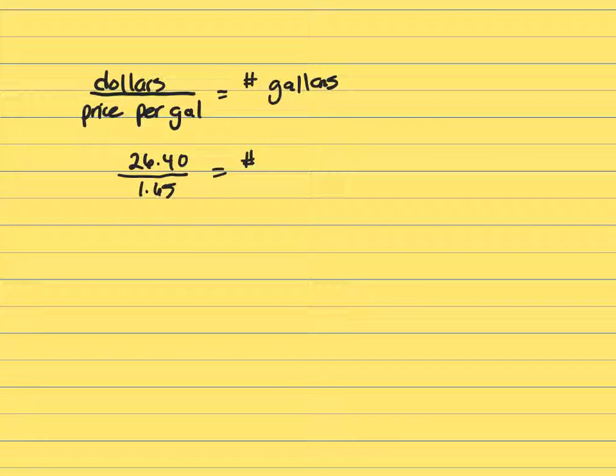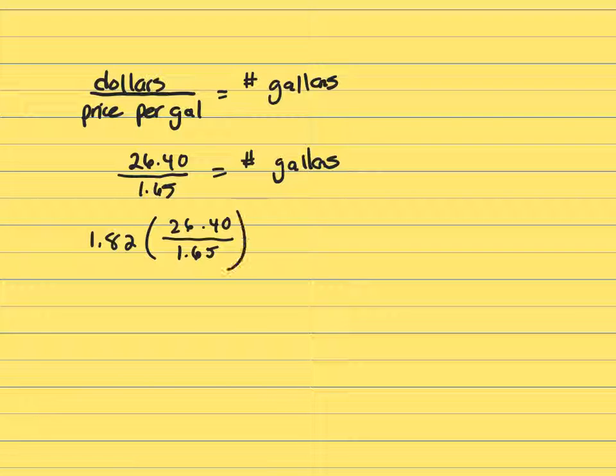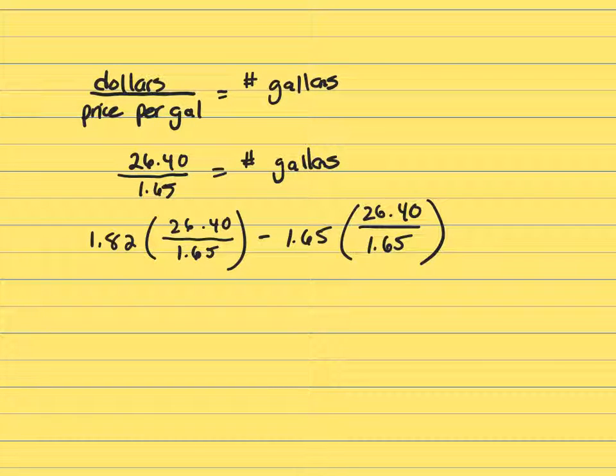So that's the number of gallons. This week she pays more. So if we take $1.82 times however many gallons she bought, she buys the same amount both weeks, that's how much she spent this week, minus how much she spent last week. And last week was $1.65 times the number of gallons. And that difference will be how much more she pays this week.